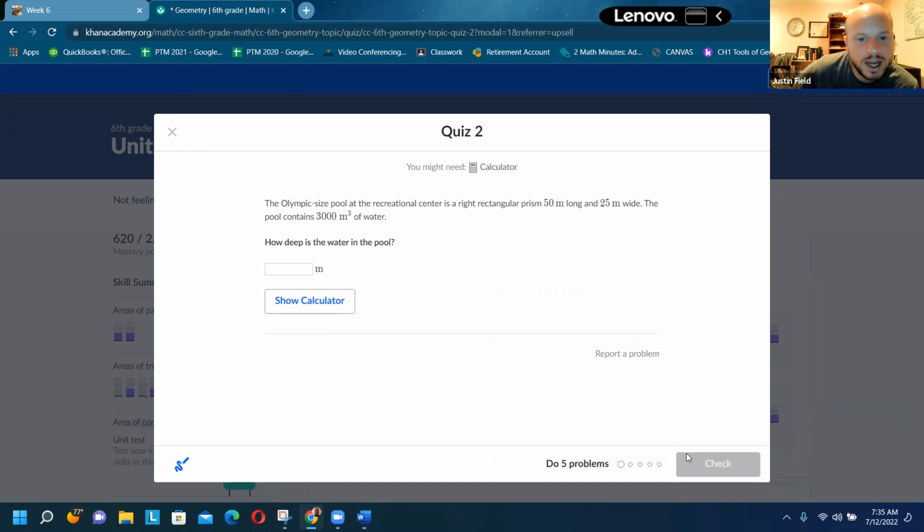The Olympic size pool at a recreational center is a right rectangular prism, and the pool contains... okay, all right. So this is about volume. And we know volume is base area times the height. They gave us the dimensions for the area, and they gave us the volume, and they're asking about the height. So it's 3,000, and I can multiply 50 times 25.